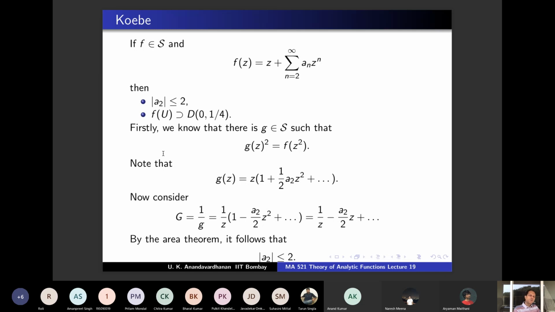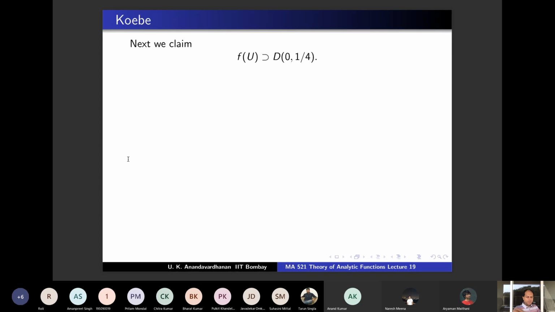Okay. Now you have to prove the image contains a disk of radius 1 by 4, centered at 0. So let's prove that. So next claim is f of U contains a disk centered at 0, radius 1 by 4. So how do you do this? You show that, so if mod z is less than 1 by 4, you have to show that z belongs to f of U.